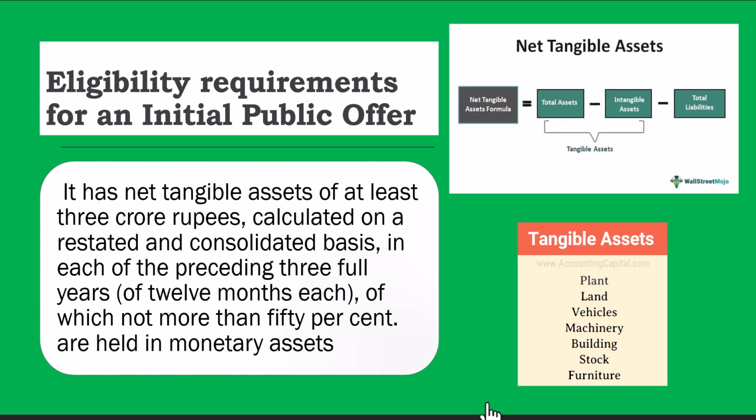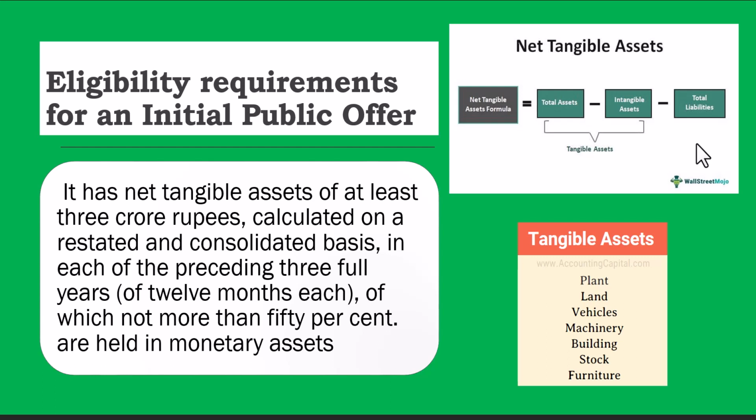it has net tangible assets of at least 3 crore rupees. Now, what are net tangible assets? You can see on the right-hand side of the screen, net tangible assets is equal to total assets minus intangible assets, like copyright and others, minus the liabilities. So these are the tangible assets of the company.